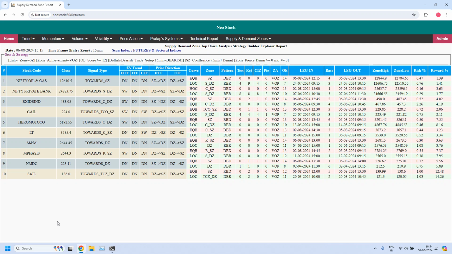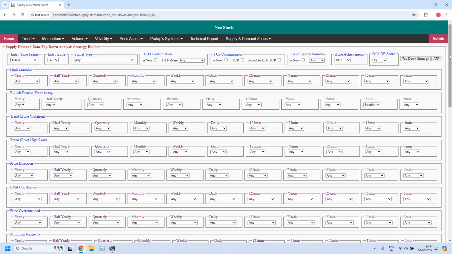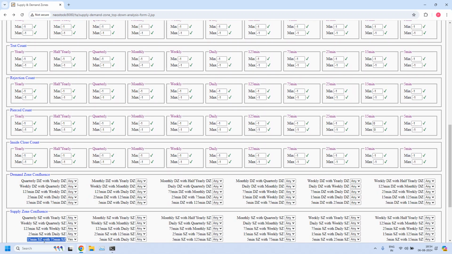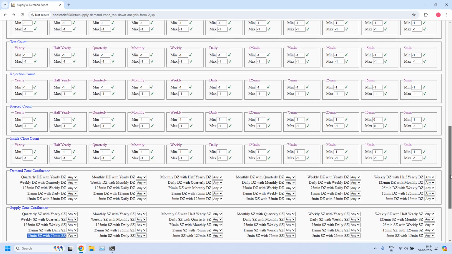Now let us check if these stocks are having even confluence with HTF time frame. HTF is daily. So 2 more options we need to enable. The first one is 15 minute supply zone with 75 minute supply zone. Next, 15 minute supply zone with daily supply zone, that is HTF, is also enabled, and then ITF supply zone with HTF supply zone, that is 75 minutes and daily, that is also enabled.